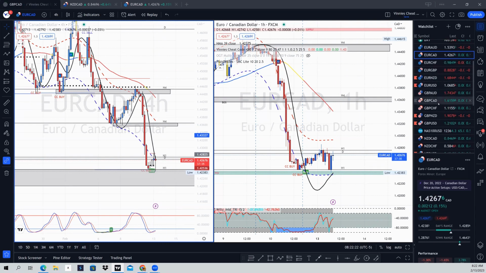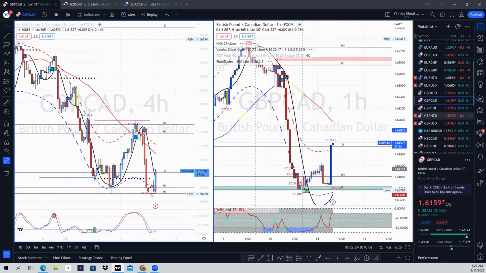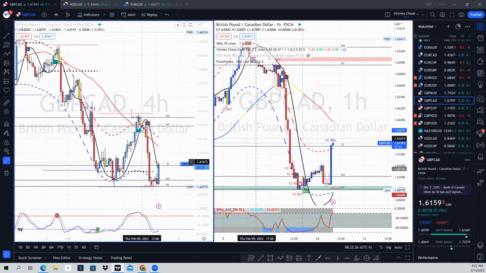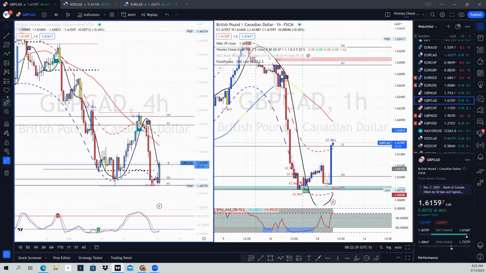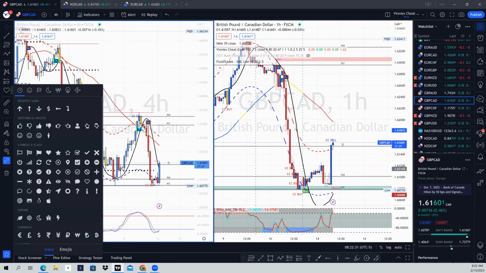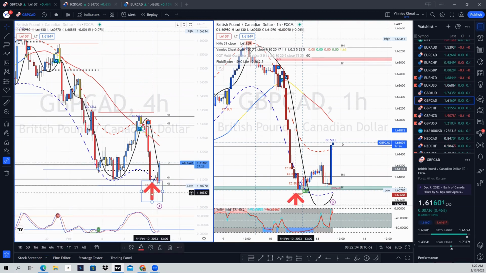GBP CAD really took off. Okay, again, 4-hour time frame. Had a cheat code buy signal here on the 4-hour time frame, as you guys can see, pointed out to you.